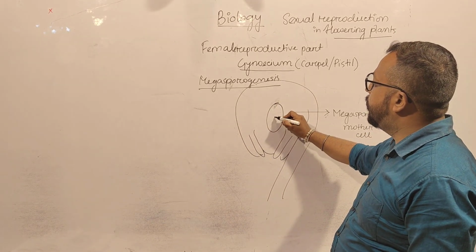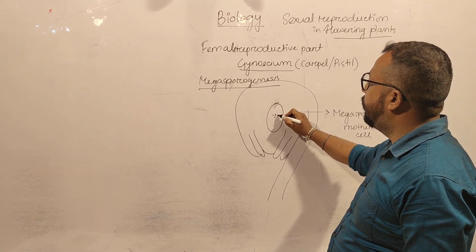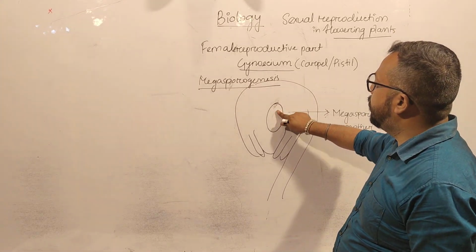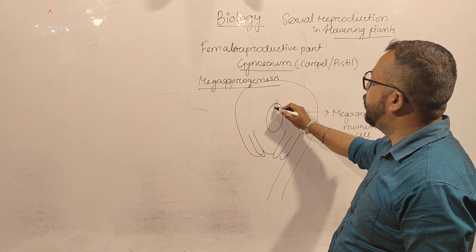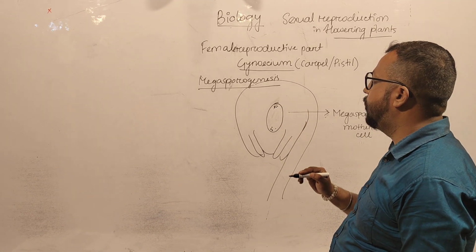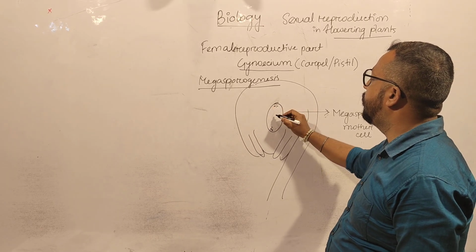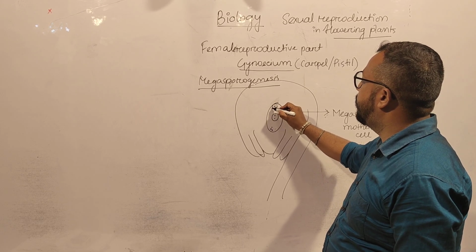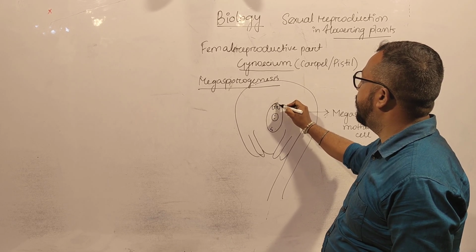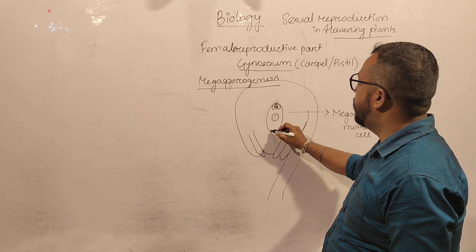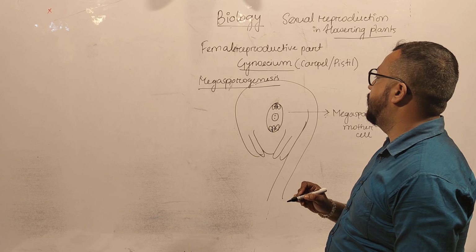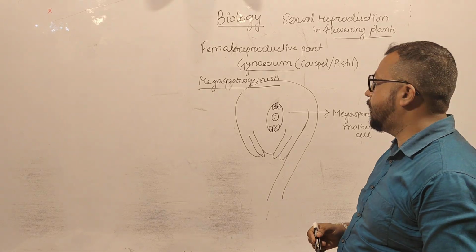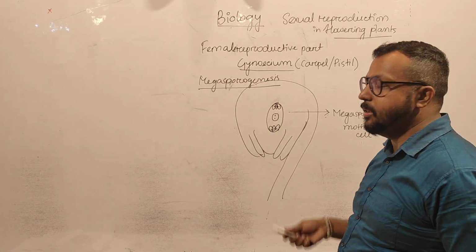And the 1 nucleus will divide to form 2, 2 will divide to form 4, and 4 will divide to form 8 nuclei. 4 nuclei will go to one end and 4 nuclei to the other end, and then from each, one nucleus will migrate to the center. Here 1 cell will form, here 1 cell, here 3 cells in total, and again in here there will be formation of 3 cells. This diagram I have already shown you before. So this is the embryo sac. This is how megasporogenesis takes place.